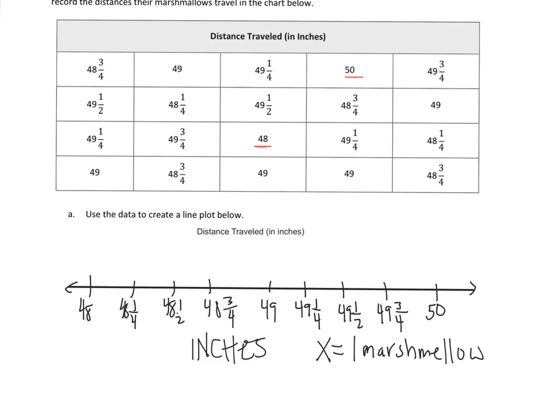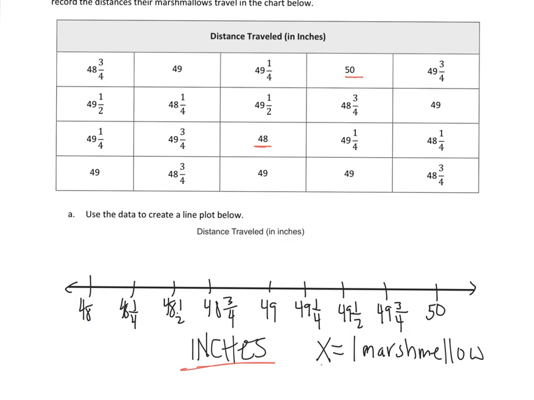So there's my number line with 48 to 50, and then I partitioned it off and did it by quarter inches, and then I also put in my bottom part, which is my labels. It's in inches, and each X is going to represent one marshmallow.